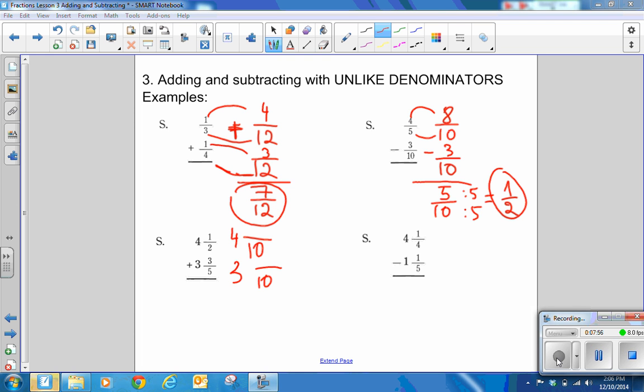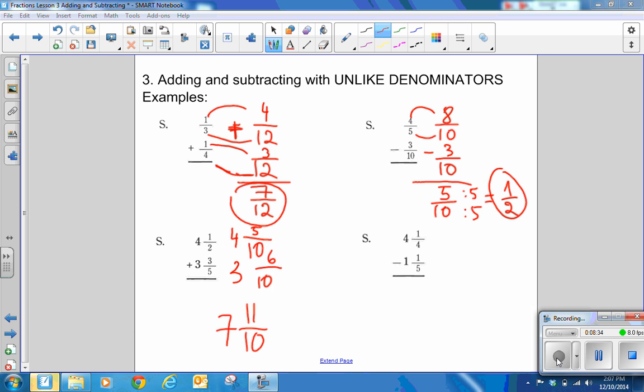Now let's change 4 and 1/2. So 2 times 5 is 10, so 1 times 5 is 5. Now let's look at 3 and 3/5. 5 times 2 is 10, so 3 times 2 is 6. Now that my mixed numbers have the same denominator, I can add first the whole numbers. 4 plus 3 is 7. And now I'm going to add the numerators. 5 plus 6 is 11 over the common denominator of 10.